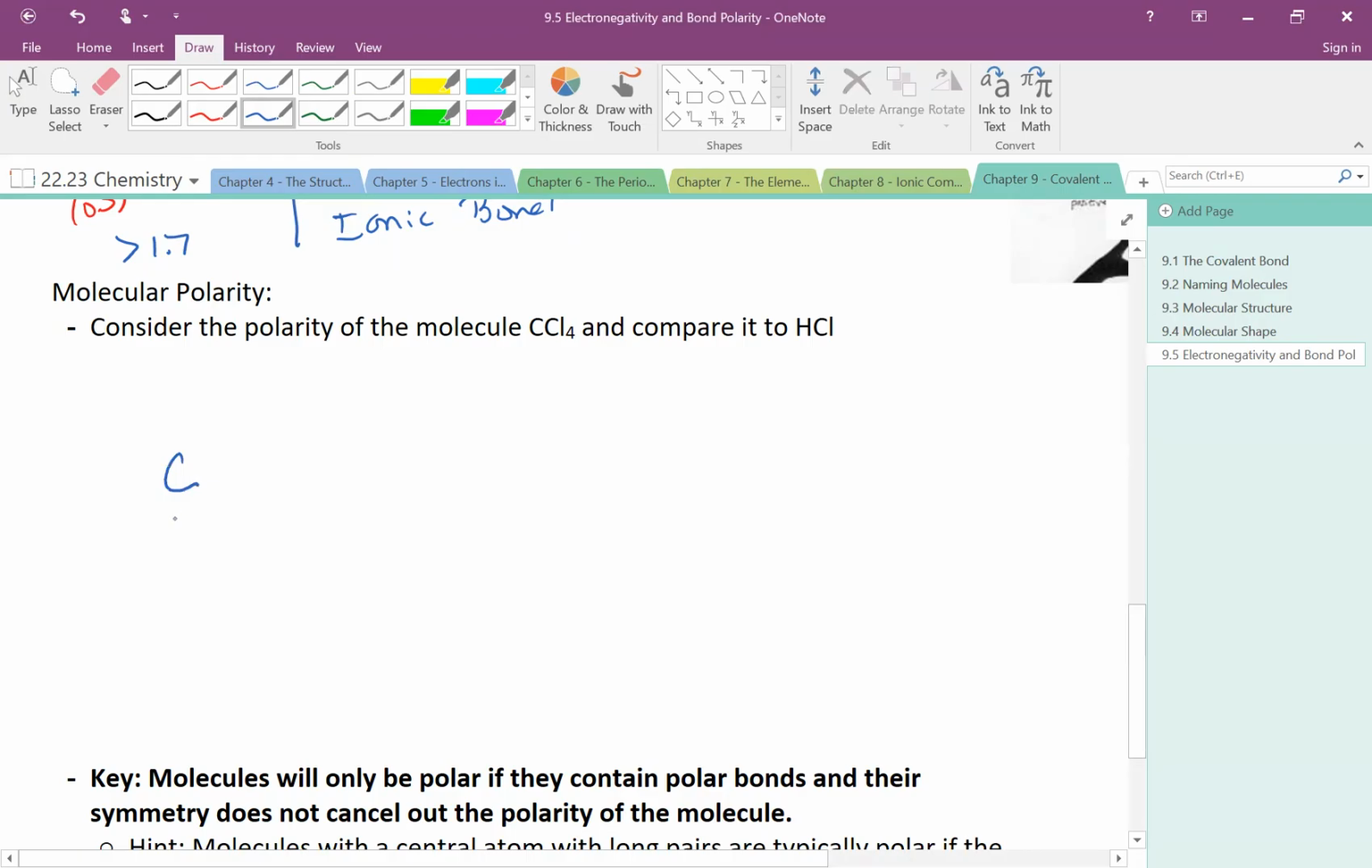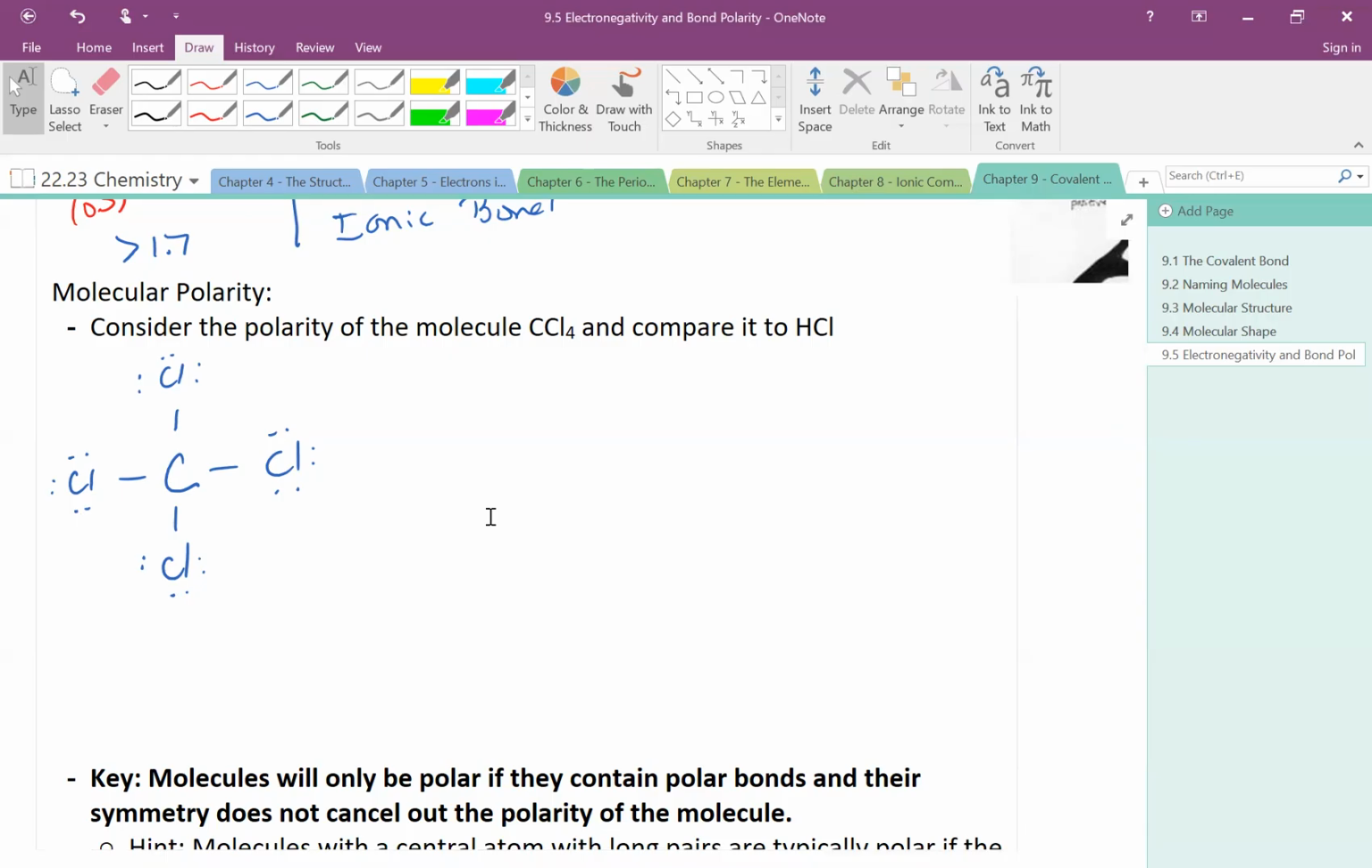chloroform. The carbon in the middle, and our 4 chlorines going in each direction. And cool, good stuff. Now, we can look up the difference between carbon and chlorine in our electronegativity tables, which are part of your reference table. And I actually recommend that you do that.